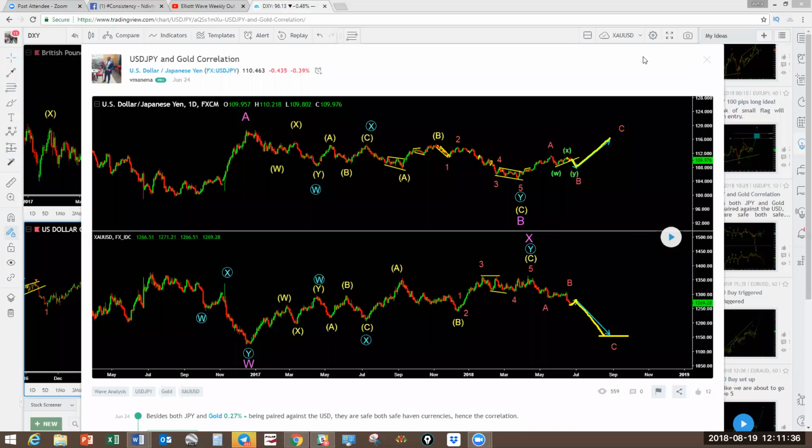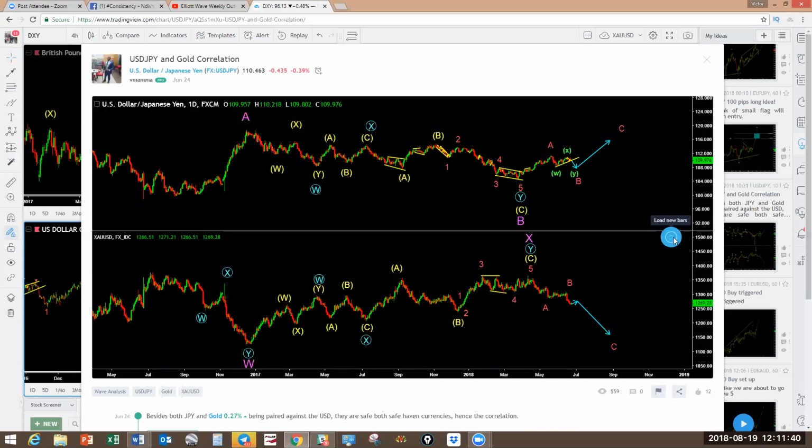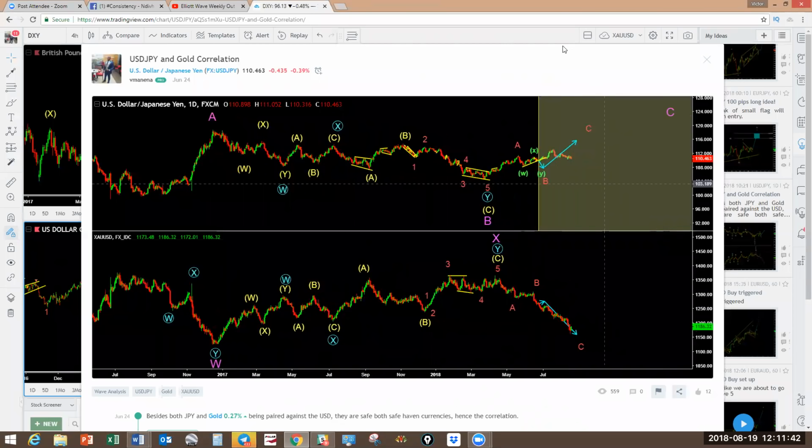Okay, I've got a modest target there on gold. So this is how this plays out. It is on TradingView. I posted it last 2 months back. So that is how that played out.